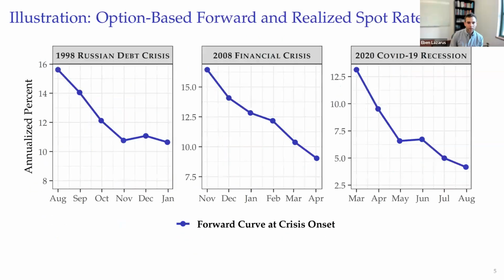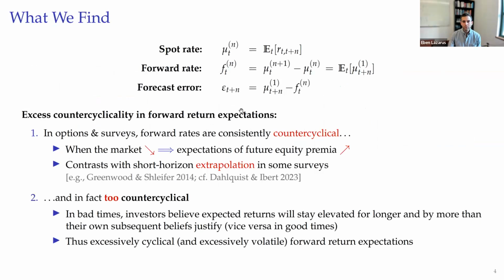Sure, so why don't I go back? So realized ex post is what is the expected one period, in this case, the expected one period return on the market as of n periods from now. And I'm going to compare that to the ex ante forward rate, which is at time t, what do you expect the one period expected return to be in n periods? So expected returns ex ante, expected returns ex post.